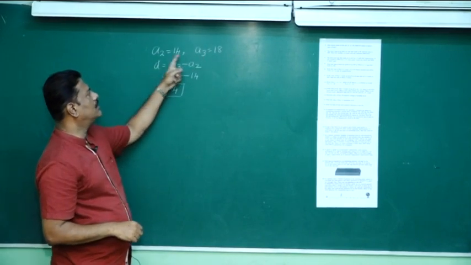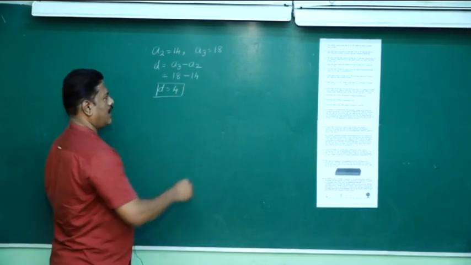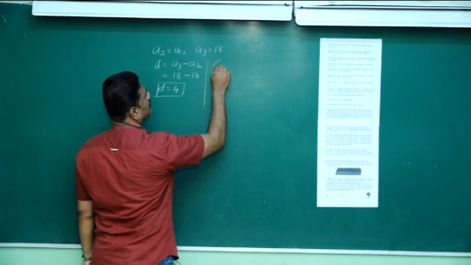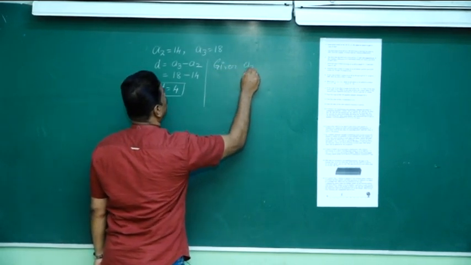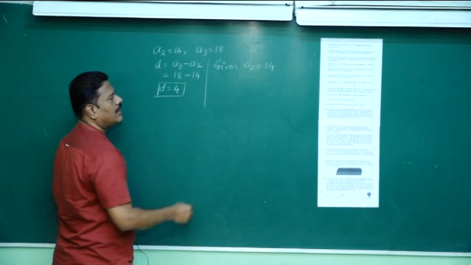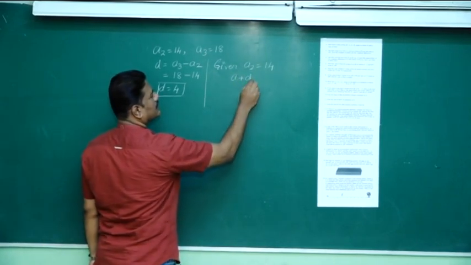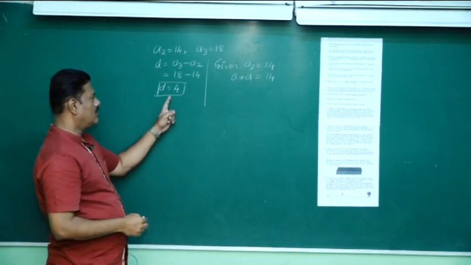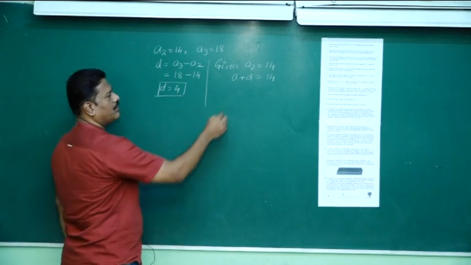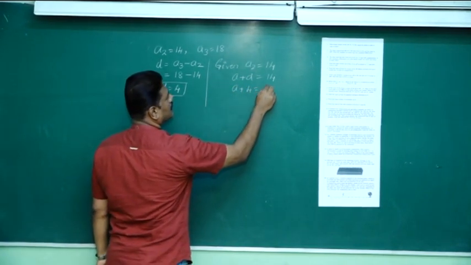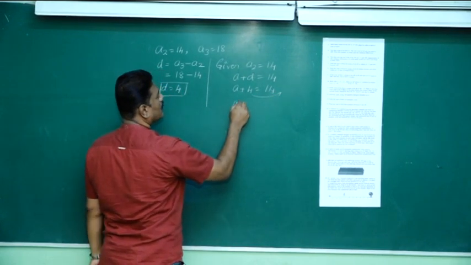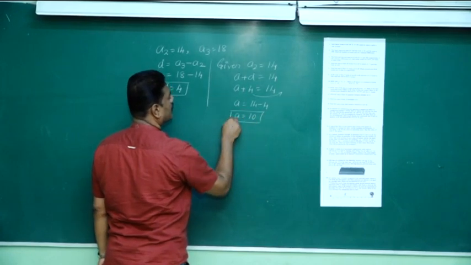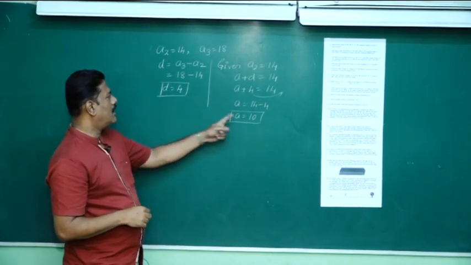So you come to understand the value of D is 4. Now you take any one of the terms here, you calculate A. See how I calculate A now? Given, A2 is equal to 14. How will you write A2? A plus D, second term in the standard form, is equal to 14. Just now we got the value of D, you replace here, A plus 4 is equal to 14. 4 will go there, it becomes 14 minus 4, A is equal to 10. So I came to know A. So I know A, I know D.